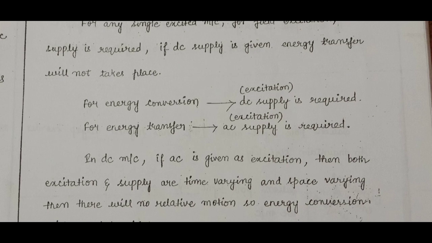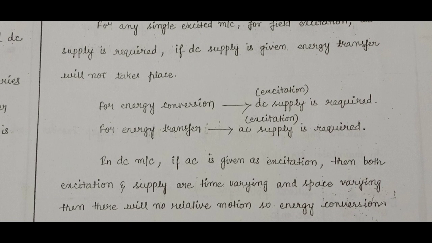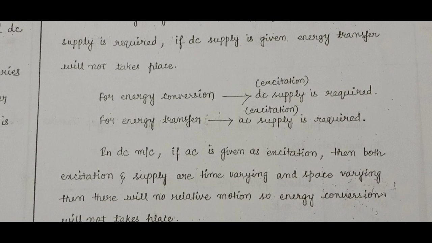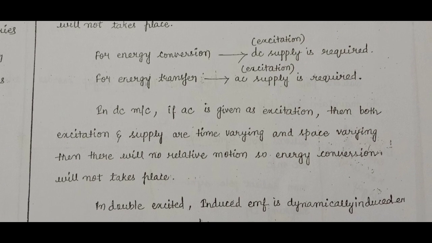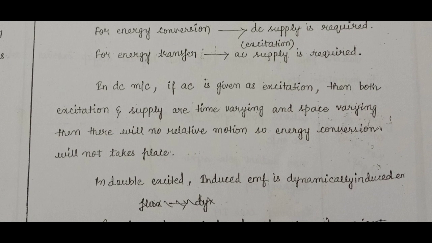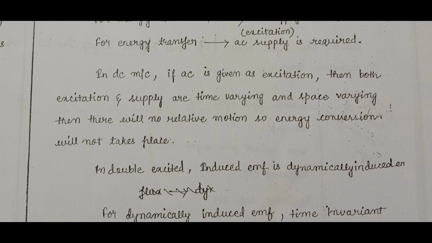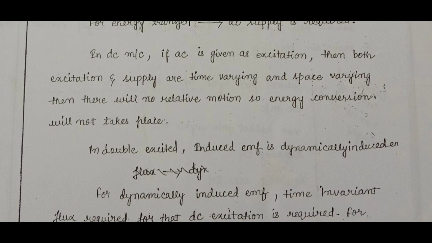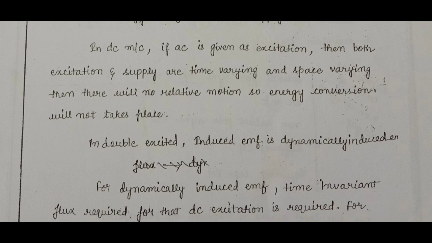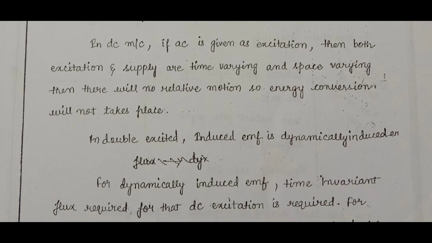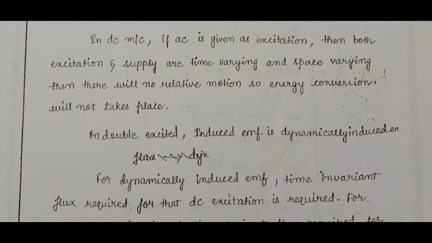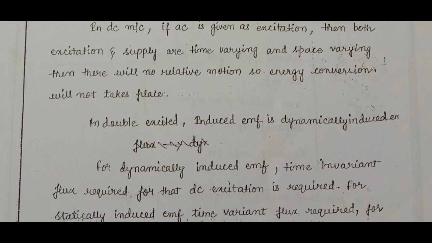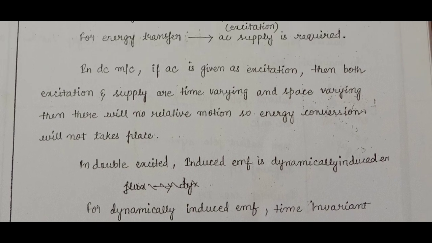So for energy conversion, DC supply is required. For energy transformation, AC supply is required. In a DC machine, if AC is given as excitation, then both excitation and supplies are time varying and space varying. Then there will be no relative motion, so energy conversion will not take place.